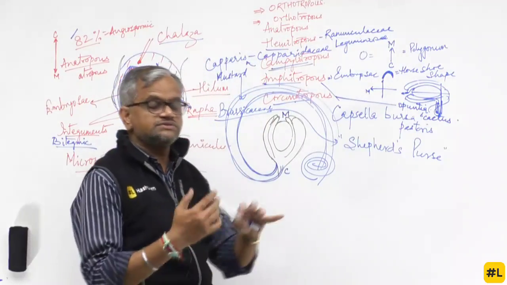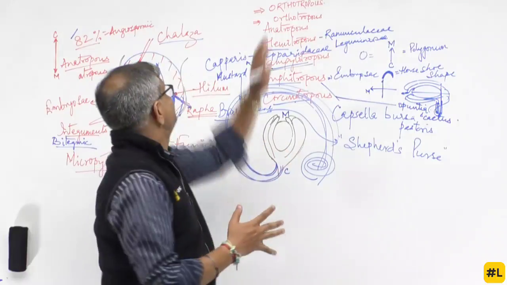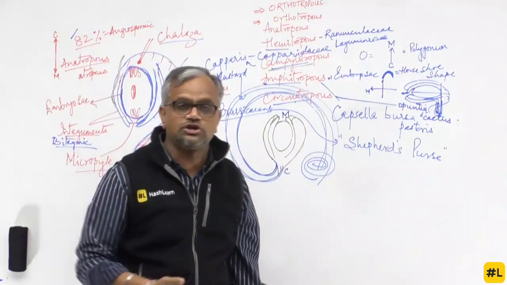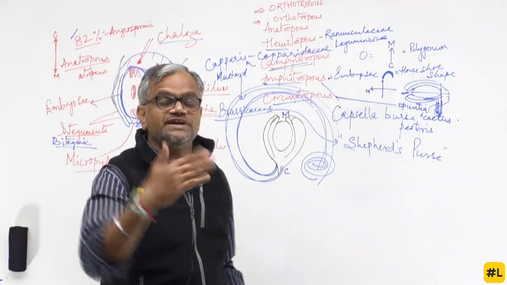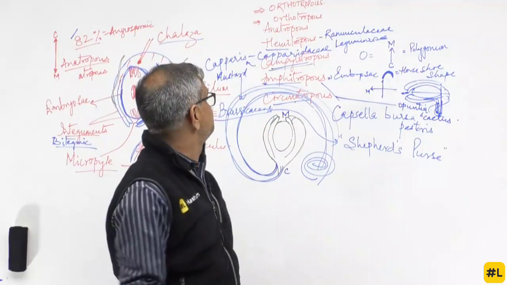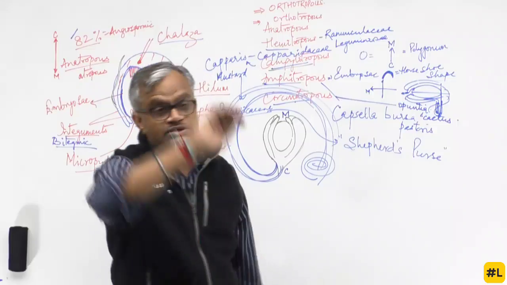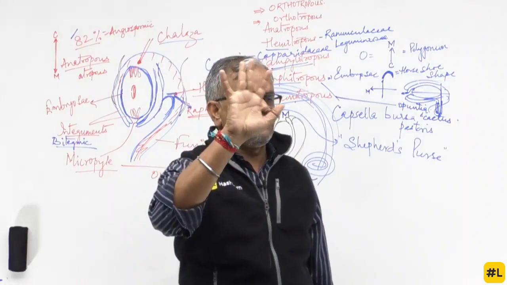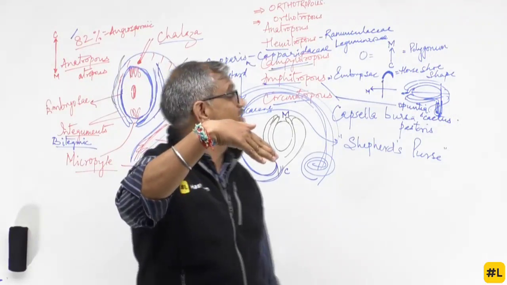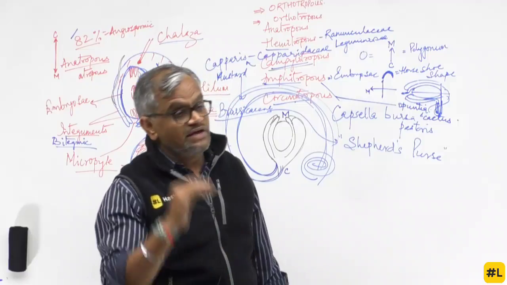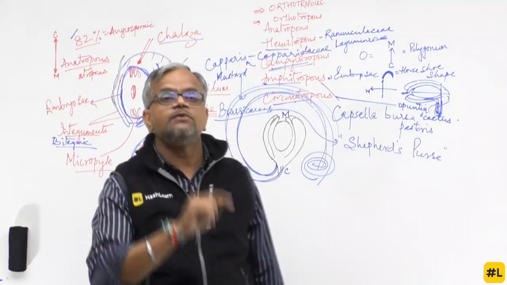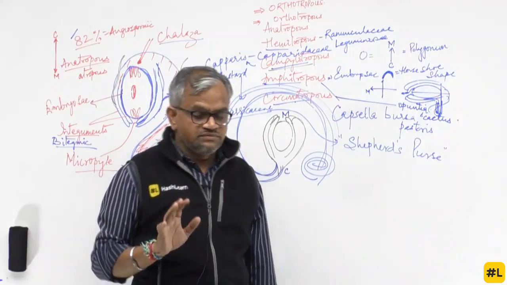So what we have done: orthotropous, anatropous, hemitropous, campylotropous, amphitropous, sarcinotropous. Examples: ortho straight, ana inverted, hemi 90 degrees, campylo curved, amphi horseshoe, sarcino completely covered. Ortho straight, ana inverted, campylo curved, amphi horseshoe, hemi 90, sarcino completely covered. Understood?